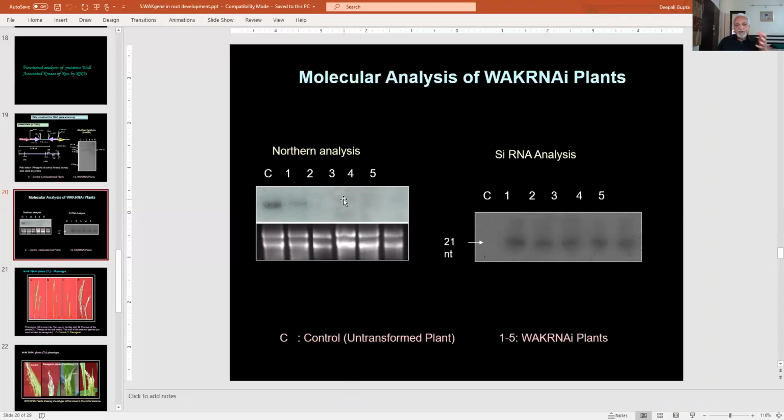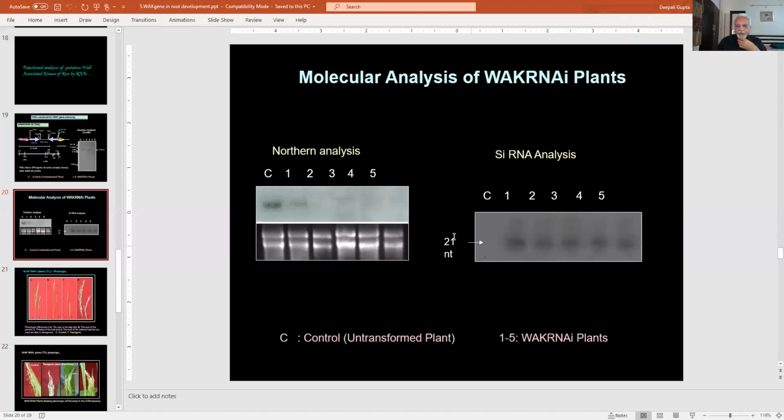So it means the cassette is working and degrading the transcript made by the original gene of the cell. This is one indication that the transcript is being destroyed, or being silenced, in other words, what we say. And another thing is that if that is true, then you should be able to see these chopped off transcripts, which generates 21 nucleotide pieces of the entire transcript.